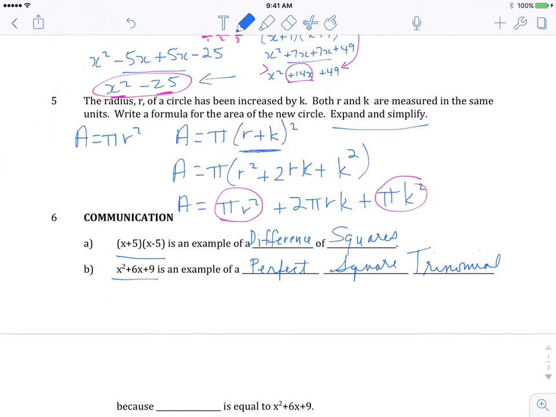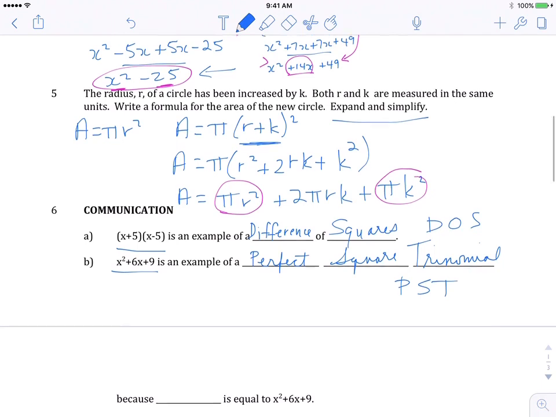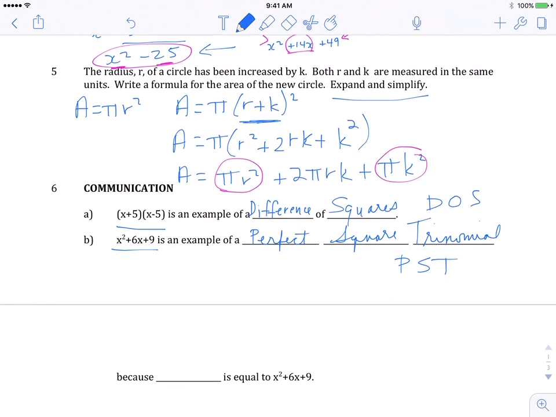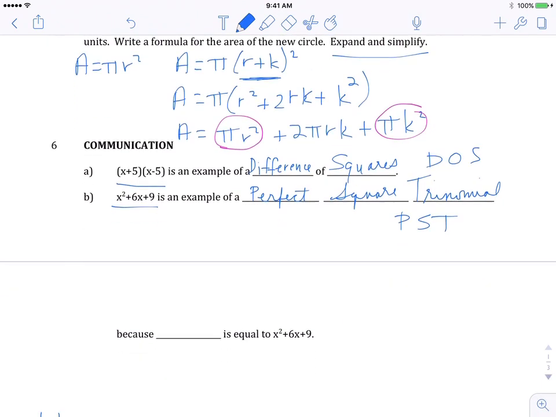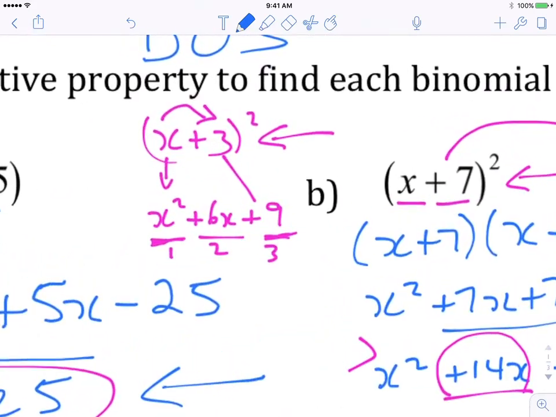And moving forward, we'll refer to those as DOS and PST for perfect square trinomial. And the reason why x squared plus 6x plus 9 is an example of a perfect square trinomial is because x plus 3 squared is equal to x squared plus 6x plus 9. And you'll remember that from the example I gave you right here.